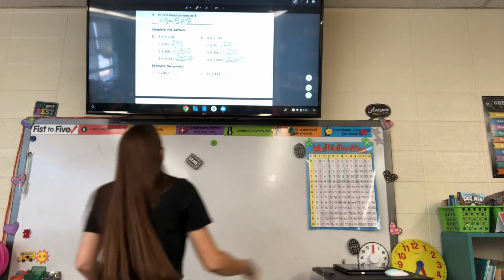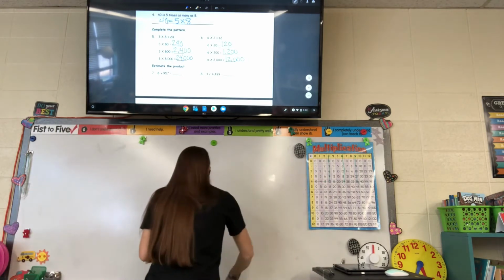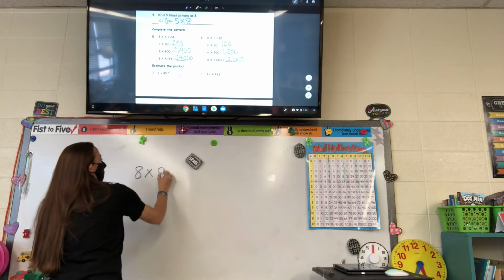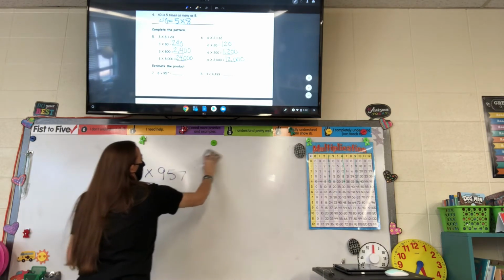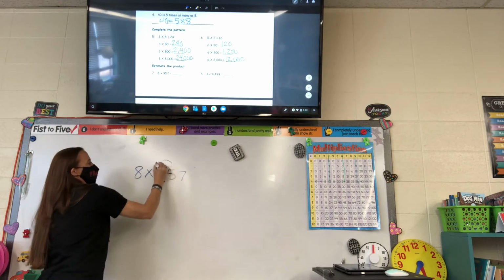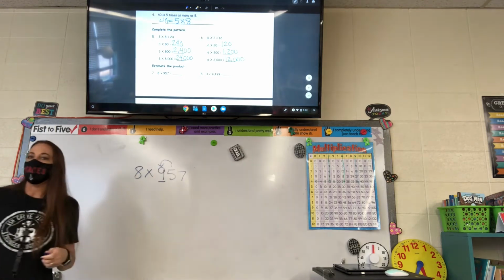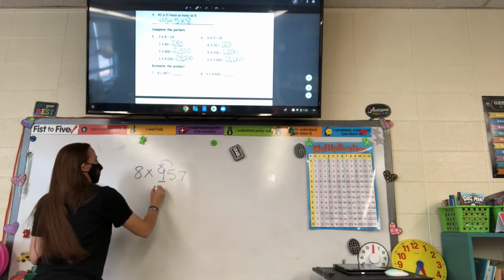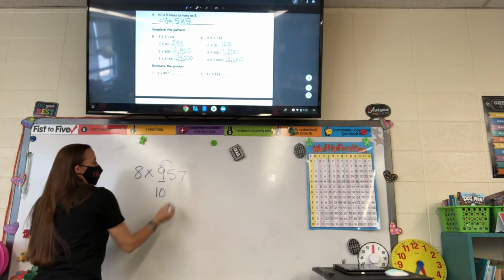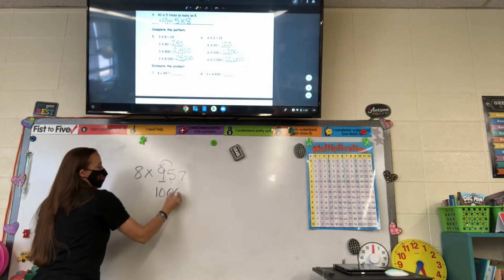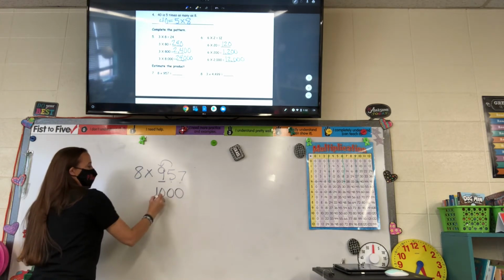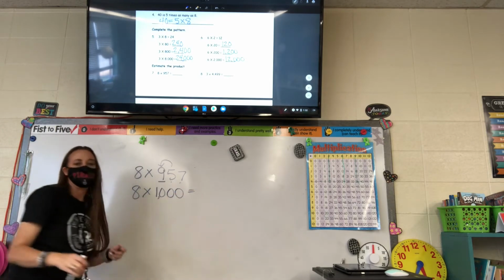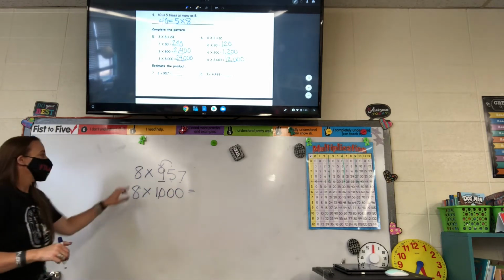All right. So 8 times 957. We're going to round. We always round the bigger number. 5 tells 9 to do what, Ella? Go up to a 10. And then we have to add on 2 zeros. The 5 and 7 turn into zeros because when we're rounding, our goal is to get zeros because those are easy to do, right? Then we have to multiply.